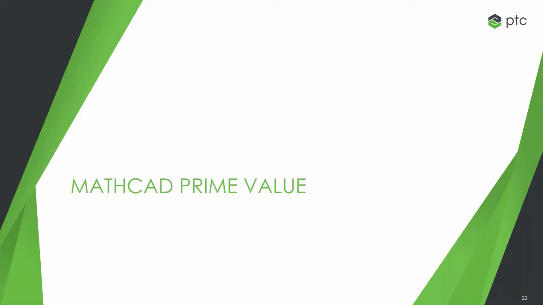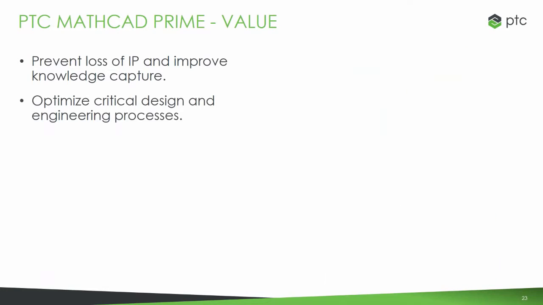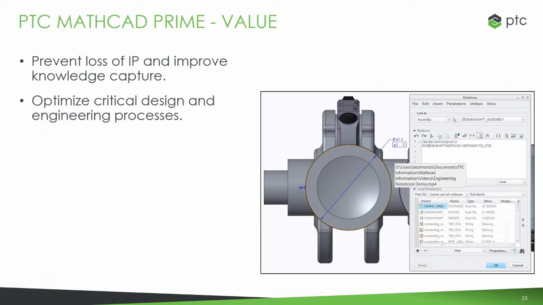Okay. So to wrap it up here with a couple of value points: you're able to prevent the loss of IP if you're not having your design intent and all your calculations scattered across multiple programs and platforms. You can optimize your critical design and engineering process, especially if you use Creo and Mathcad together, because you have your models attached to your calculations and your design intent. So you can pass them off together and no one will not understand why you made the decisions, or even have to go through the process again themselves of calculating and figuring out why that decision was made.